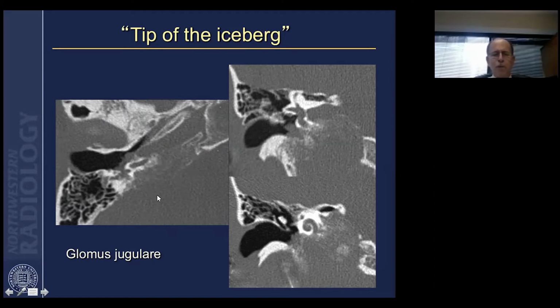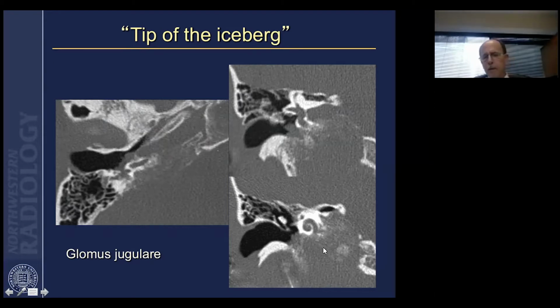But one of the problems with glomus tumors, even though they're typically benign, is that they invade the Haversian system of bone and become quite extensive into areas that are very difficult or impossible to do a complete resection from. And that's particularly true once the tumor invades the bone around the internal carotid artery.